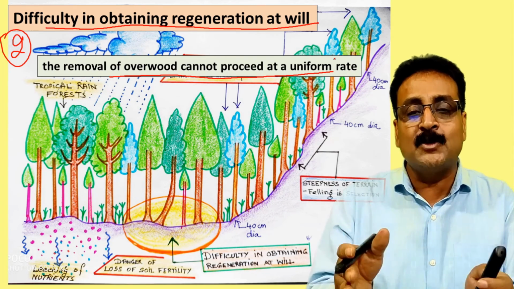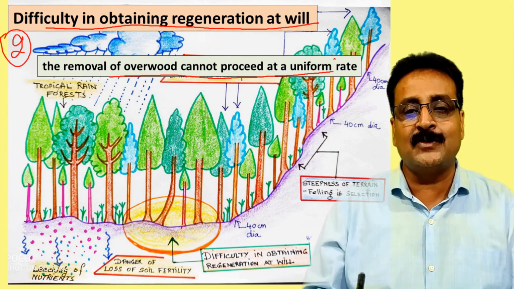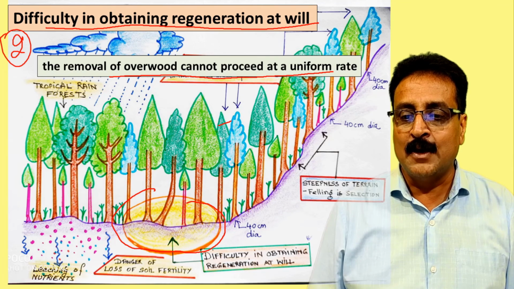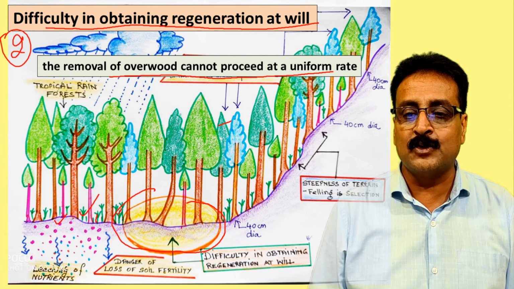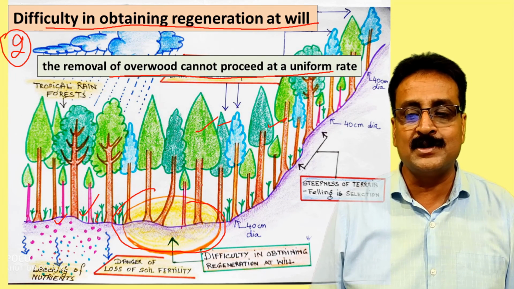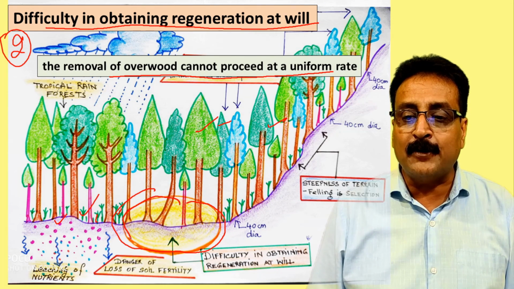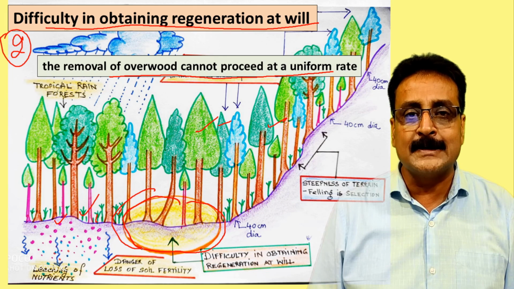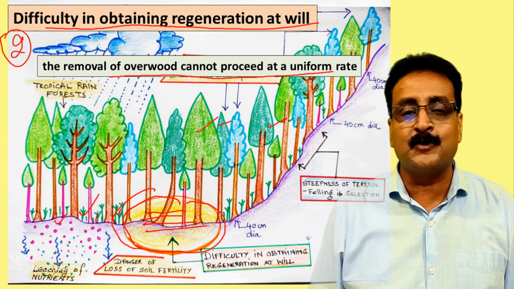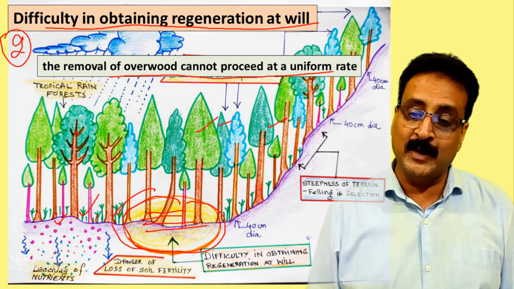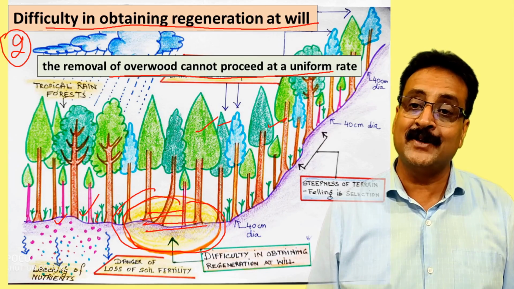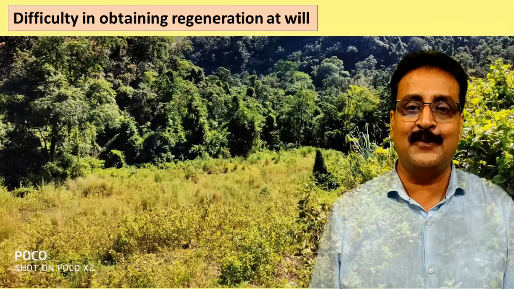Why is it so? Just because of the nature of the crop. In this area, we can see that regeneration is already there, so we can fell those mature trees where regeneration is there. In this area, if after felling a few of the trees of exploitable diameter regeneration is not coming up, we cannot proceed further. We have to wait for the regeneration to come. So that's why, in the pattern of felling, there is difficulty in obtaining the regeneration at will.